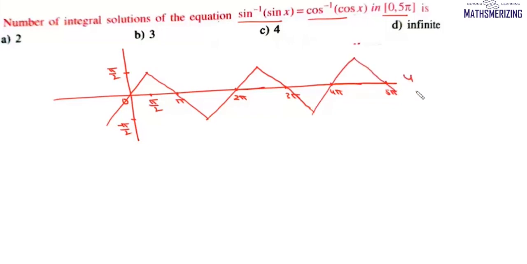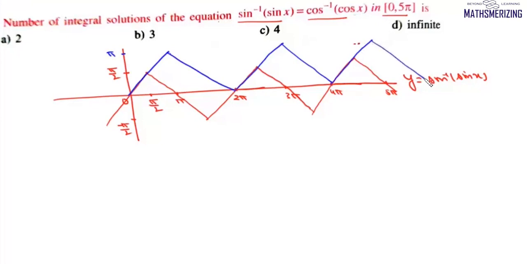So that is the graph of y equals sin inverse of sin x. Now we'll draw the graph of y equals cos inverse of cos x. So here we'll need to draw the graph from 0 to pi. So this is 0 and this is pi. So it will be this straight line x, and then this value, this straight line, and this value. So that is the graph of cos inverse of cos x.